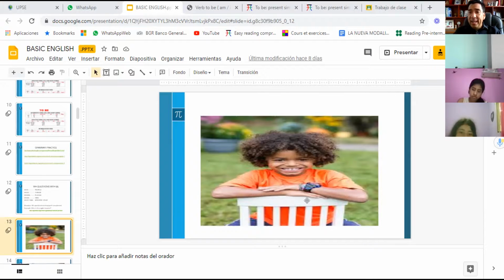It can be affirmative, it can be negative, it can be a question, or it can be a WH question. Cualquiera de las que hayamos aprendido. Go ahead.